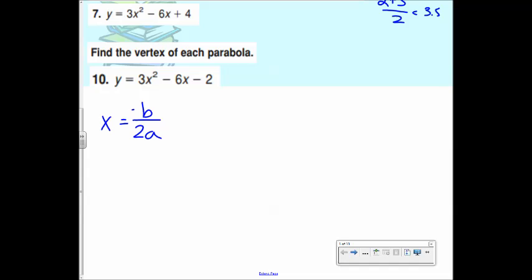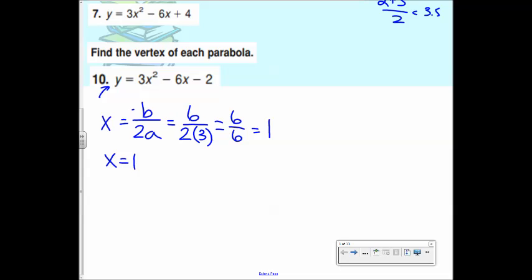The reason we say the opposite is because sometimes, like, putting a negative throws people off. So the opposite of b would be what? 6. And then what's 2a? Times 3. Okay, so then it became 6 over 6, which equals 1. So our x equals 1. And then what do you do to finish finding the vertex? Plug it in to where? Good, into our original equation, not into the opposite of b over 2a.